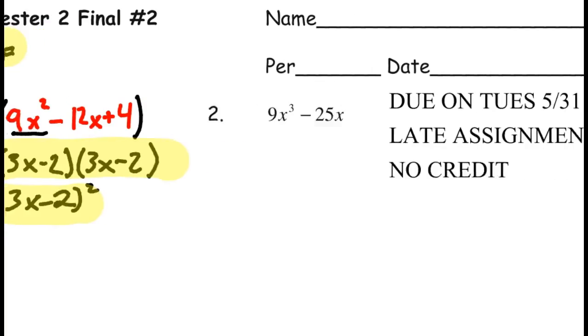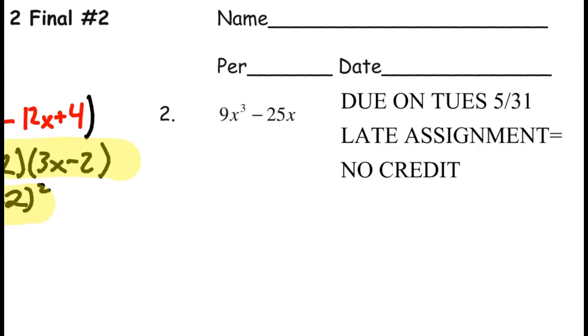Speaking of GCF, number 3. So what do you notice that both of these have? Both have an x. You can't take a number out of 9 and 25, at least not the same number other than 1. So you can only take out an x.